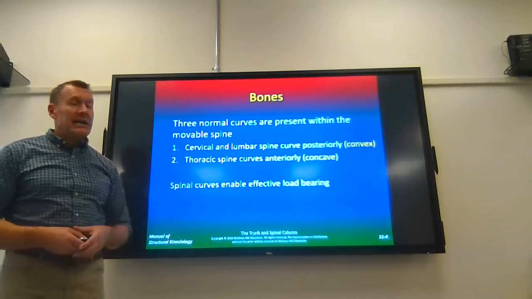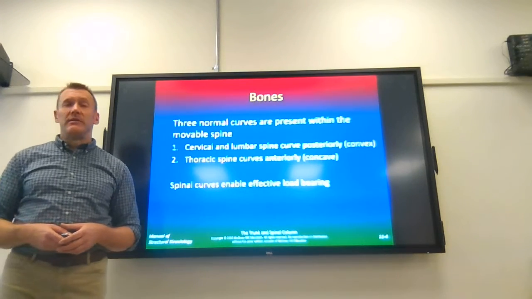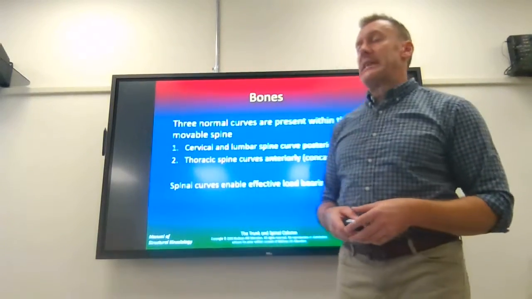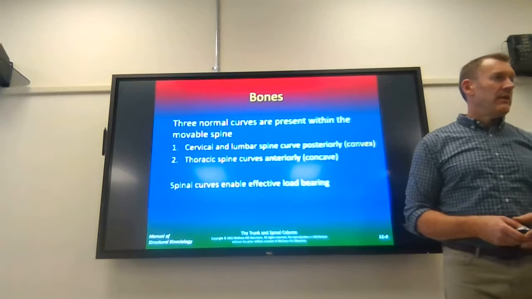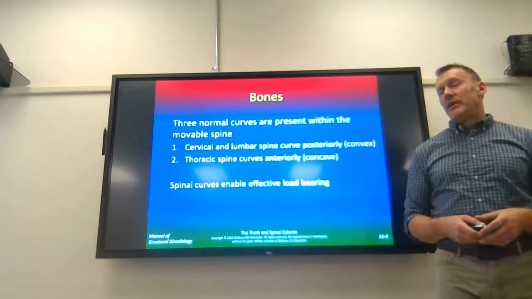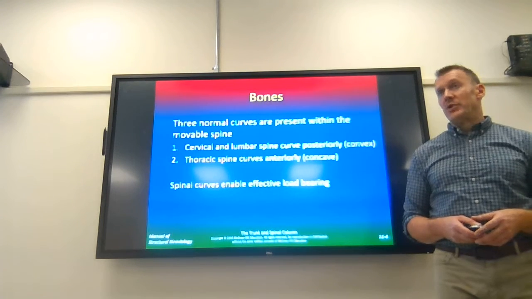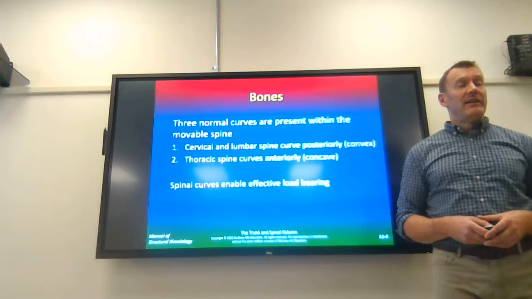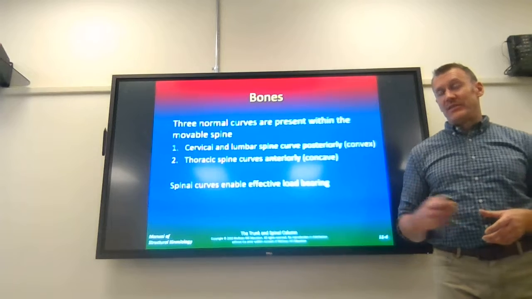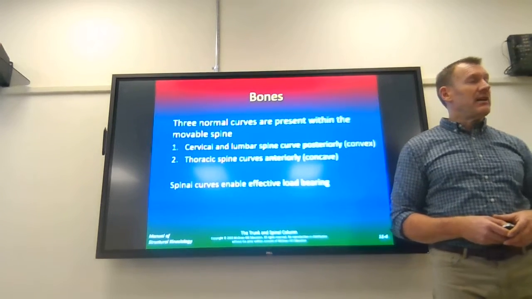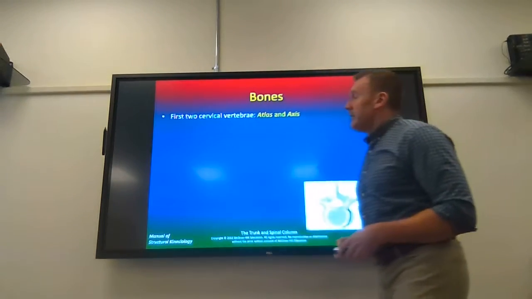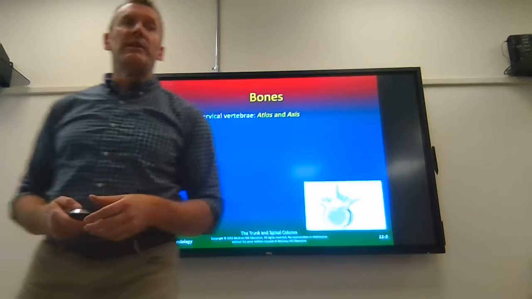It's the curves that enable effective load bearing. We want some curvature, but not excessive curvature. This is very important in how we design an exercise program. If people have lots of movement just due to their occupation, where they're doing one action all the time, it's very important that we do opposing actions so that we have balance in muscle development. The first 2 cervical vertebrae are called the atlas and the axis, C1 and C2 respectively.